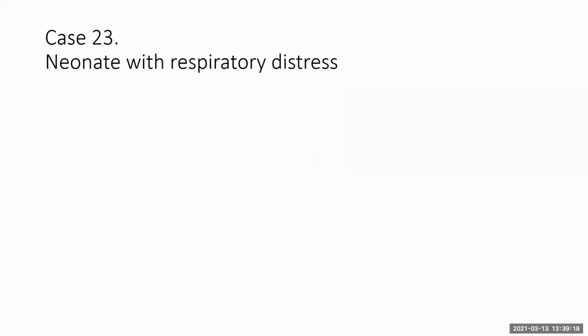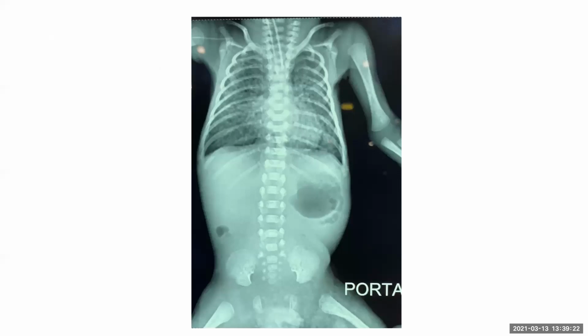So a neonate with respiratory distress. Okay. So this is a chest and abdomen radiograph of a neonate with respiratory distress. I can see there is an endotracheal tube, which is in position.